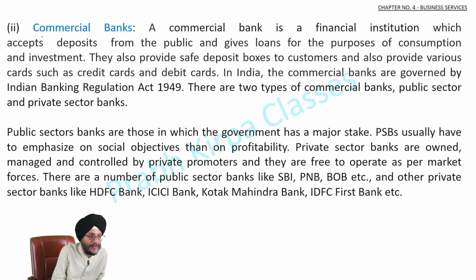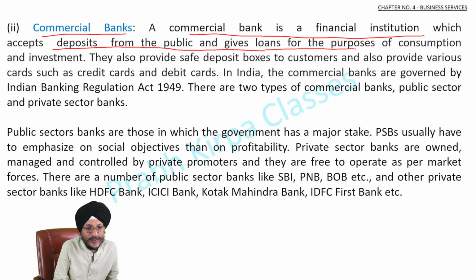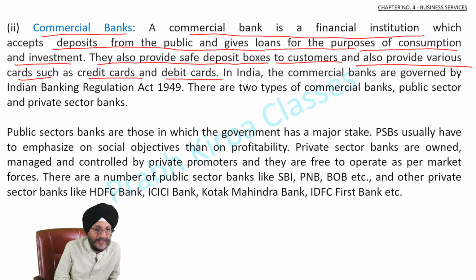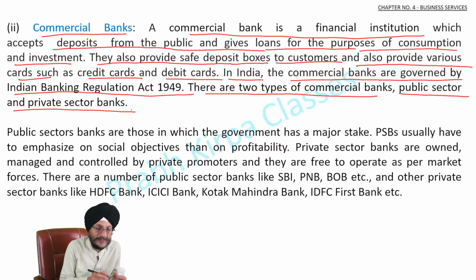Next is commercial banks. A commercial bank is a financial institution which accepts deposits from the public and gives loans for the purpose of consumption and investment. Commercial banks also provide safe deposit boxes to customers and also provide various types of cards such as credit cards and debit cards. In India, the commercial banks are governed by the Banking Regulation Act 1949. There are two types of commercial banks: public sector banks and private sector banks.